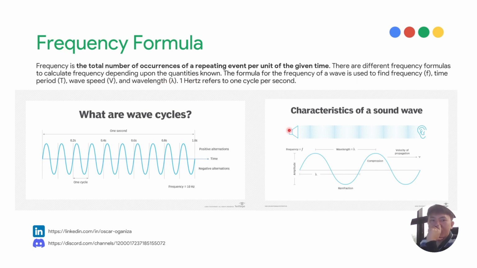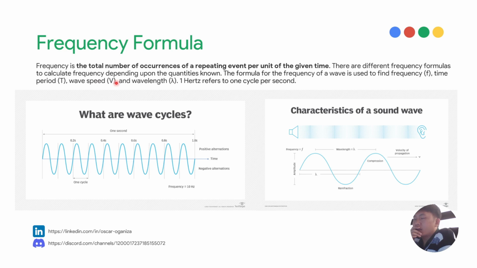For example, this is the given: you have frequency, you have time, you have velocity, amplitude rather. Depending on what values or constant values are given, you can definitely compute for the frequency. Again, frequency is the total number of occurrences of a repeating event per unit of the given time. So these are the formulas for the frequency of a wave, used to find the f, frequency, time, period, t, wave speed or v, wavelength, lambda.